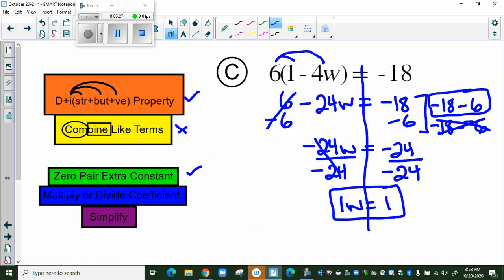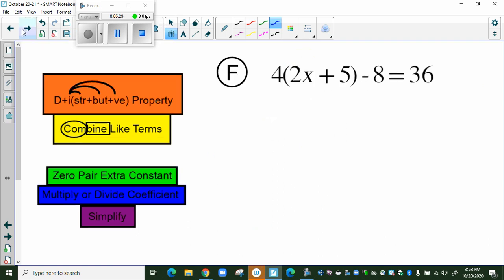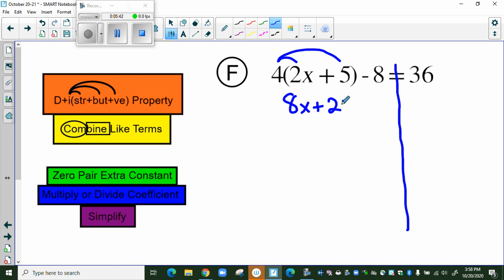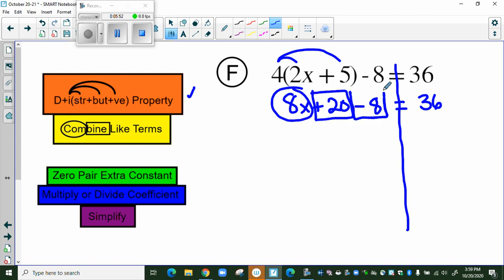Okay? Now I'm going to show you a problem that has combining like terms, and actually this one does. So if you'll notice, we have our distributive property right here, but we have an extra term, the minus 8. So we're going to multiply this, and we're going to just bring that negative 8 down. Now, I have one variable, but you see I do have two constants, so I can actually combine like terms now. 20 minus 8 is 12.